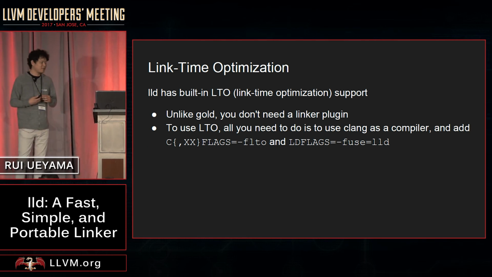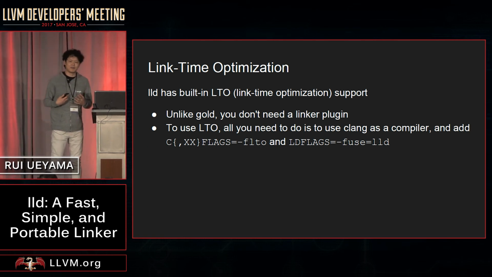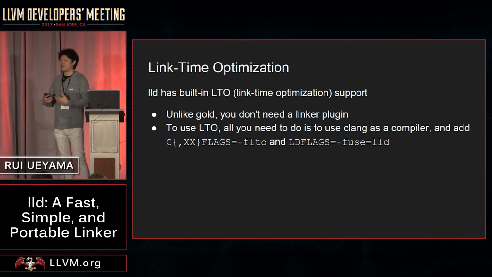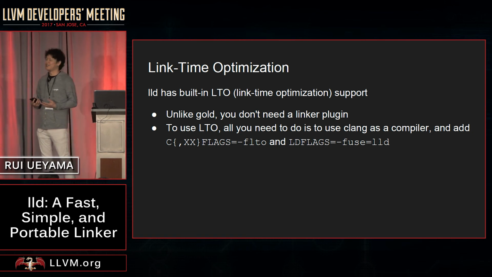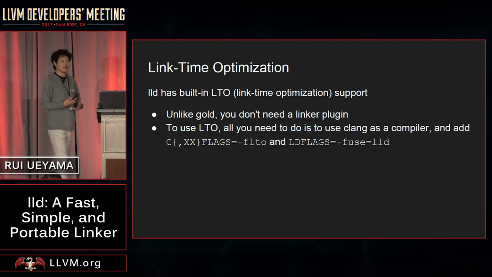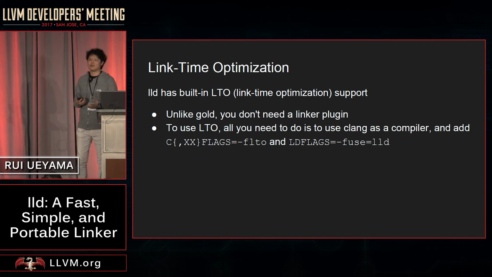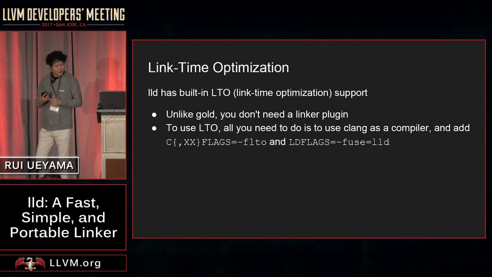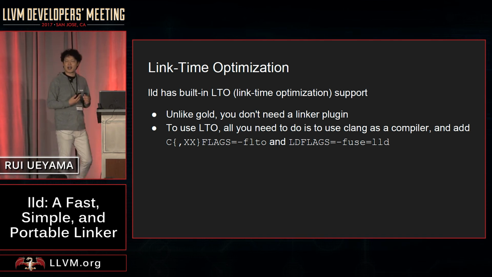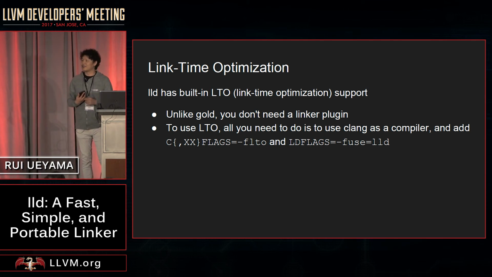LLD is one of the LLVM umbrella projects, so naturally we want it to be a member of the family. LLD supports link time optimization without a plugin. Unlike Gold, you don't really have to do anything to do LTO. Basically, all you have to do is pass -flto to Clang and use LLD as the linker. Then LLD takes care of the rest.